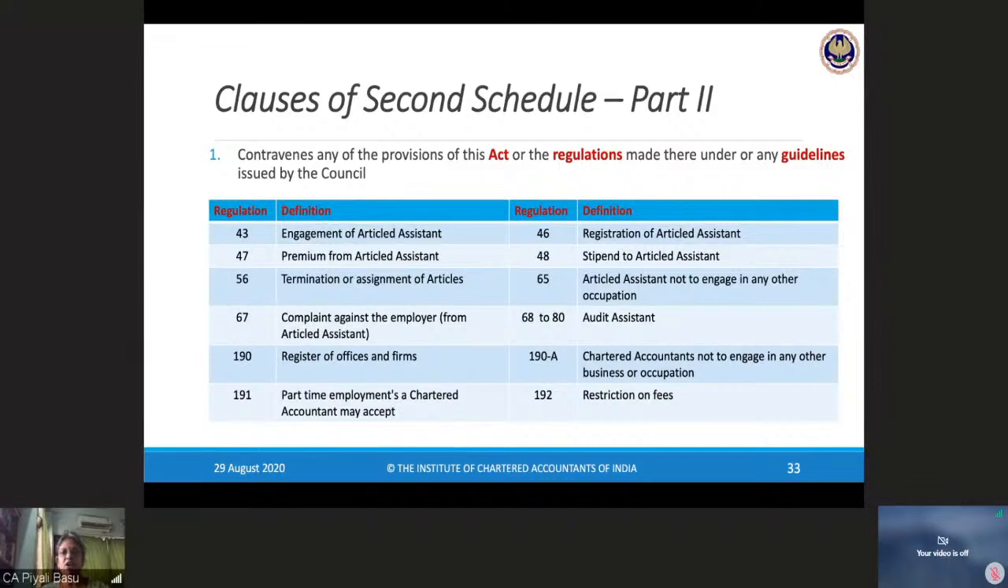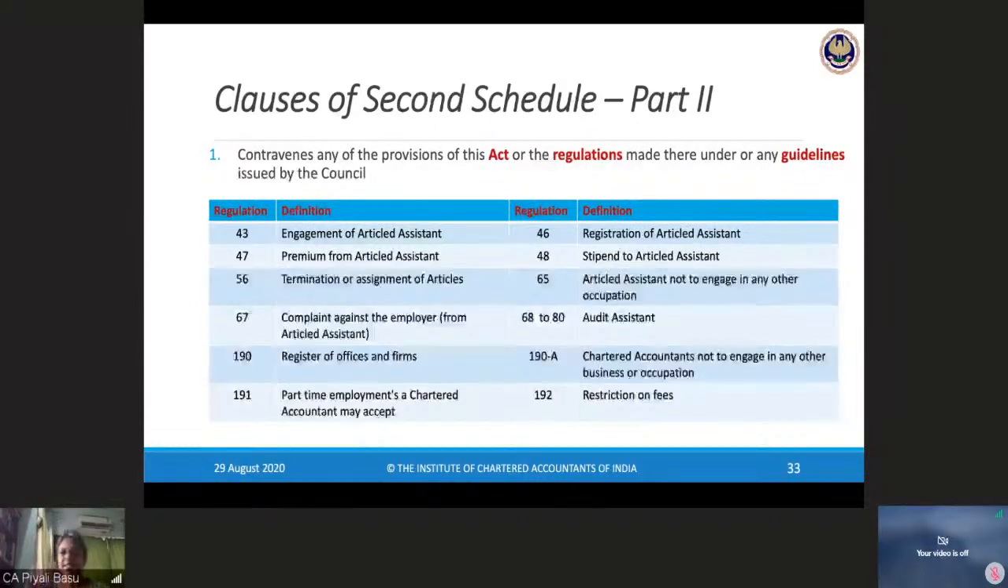Okay. So anything that contravenes any of the provisions of this act, the regulations and the council guidelines issued by the council, the member will be guilty of misconduct under this clause. So what are the regulations? We will not go into the detail of the regulations.